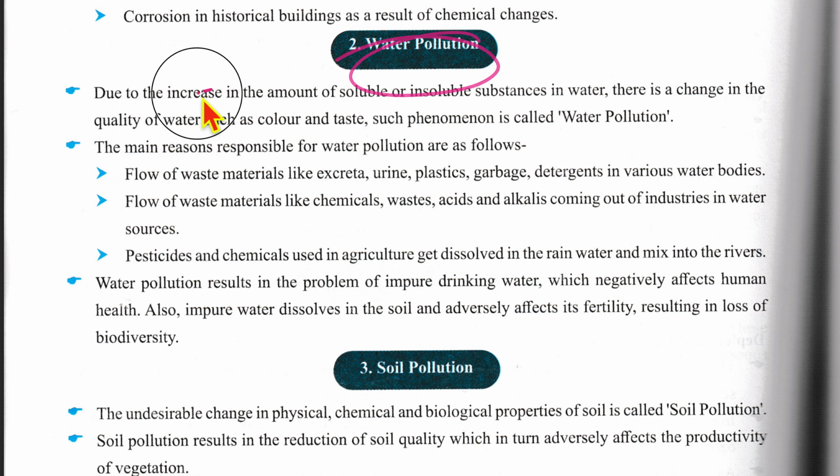Now, water pollution: an increase in the amount of soluble or insoluble substances in water. There is a change in the quality of water, such as color and taste. Such a phenomenon is called water pollution. The main reasons responsible for water pollution are the flow of waste materials like excreta, urine, plastic, garbage, and detergents into various water bodies; the flow of waste materials like chemical waste, acids, and alkalis coming out of industries into water sources; and pesticides and chemicals used in agriculture that get dissolved in rainwater and mix into the rivers.